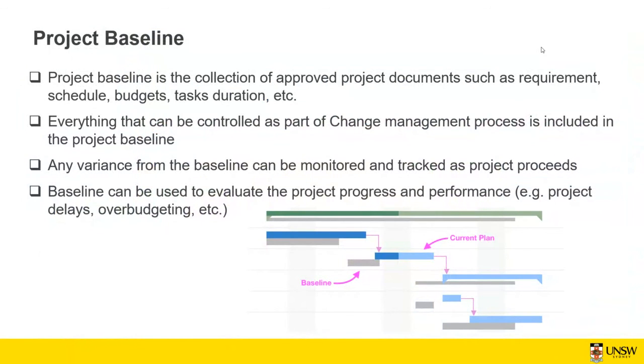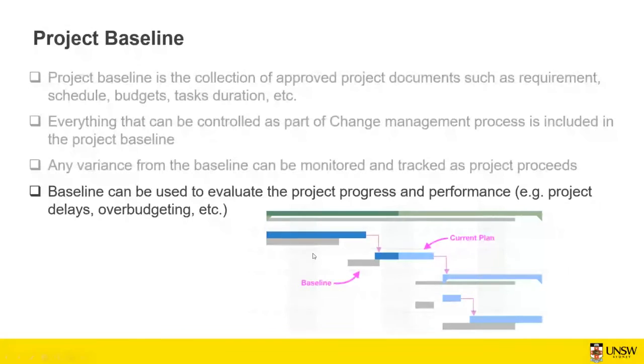Okay, so you've done all the project planning, so you've got a project baseline. The project baseline is a collection of approved project documents such as requirements, schedule, budget, task duration, etc. So everything that can be controlled as part of a change management process, which I'm going to discuss later, is included in the project baseline. So any variance from the baseline can be monitored and tracked as the project proceeds.